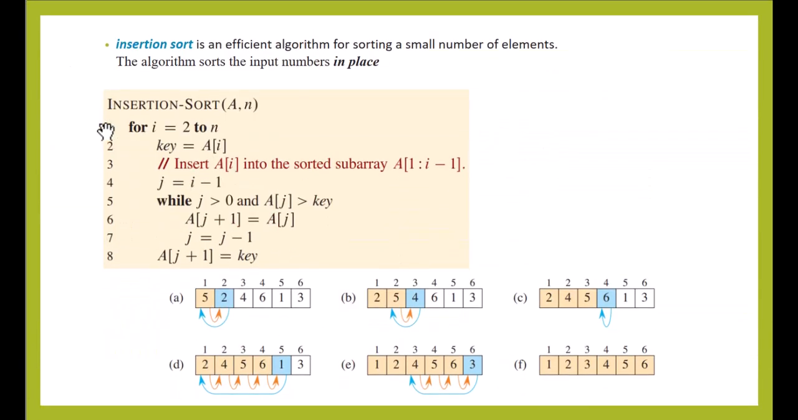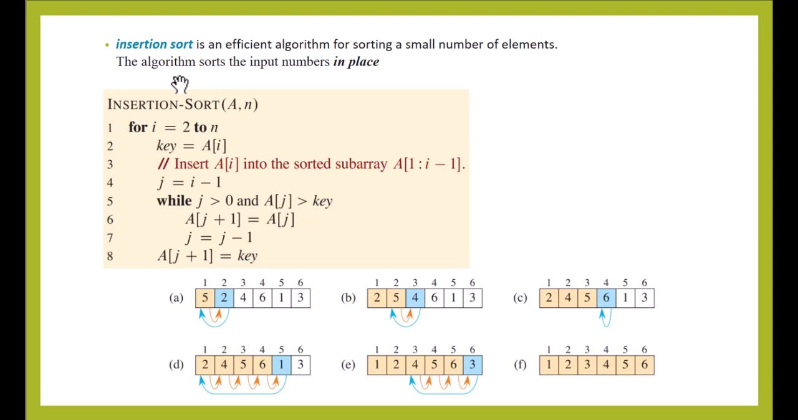The first algorithm discussed in the book, and a very good way to understand how algorithms work, is insertion sort. This algorithm sorts the elements of an array in increasing order, and it's very efficient for sorting a small number of elements. It's not efficient when the array has a large number of elements. Also, the good thing is that the algorithm sorts the input numbers in place.